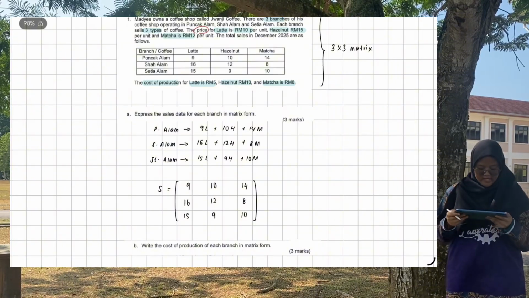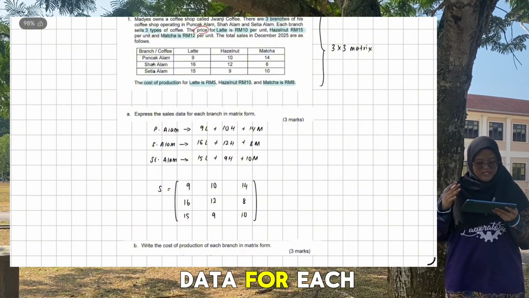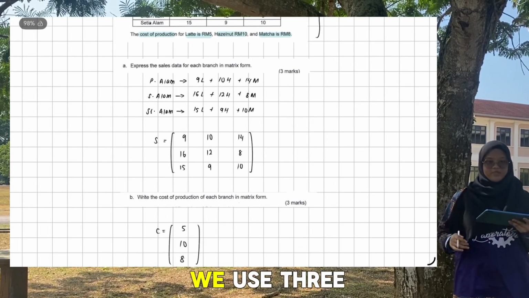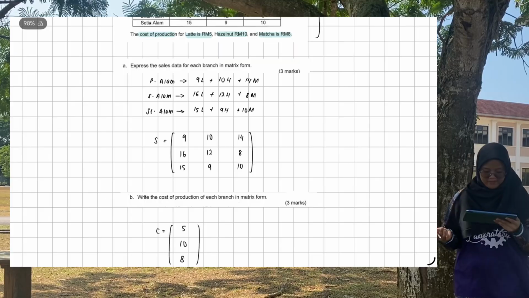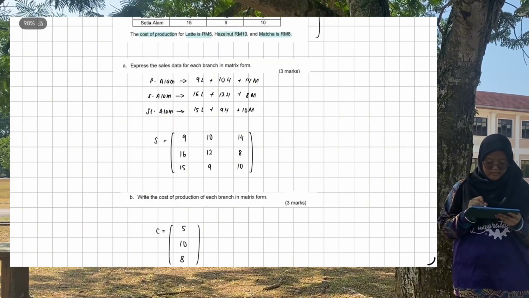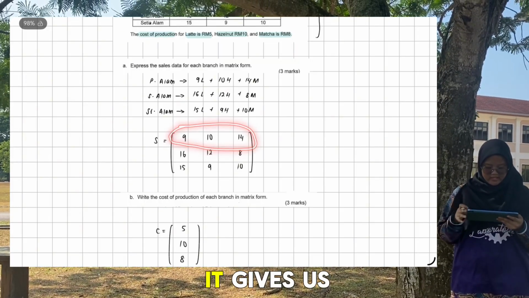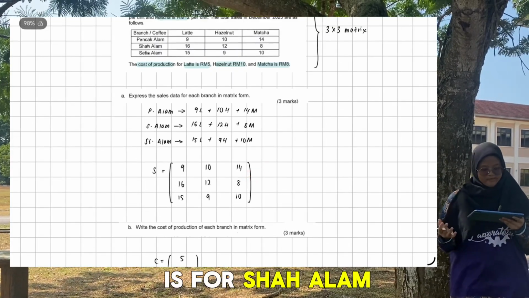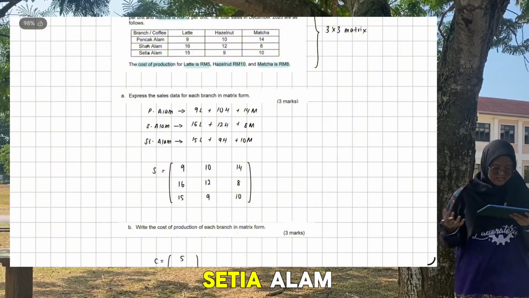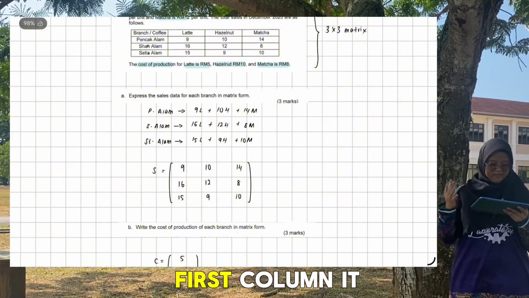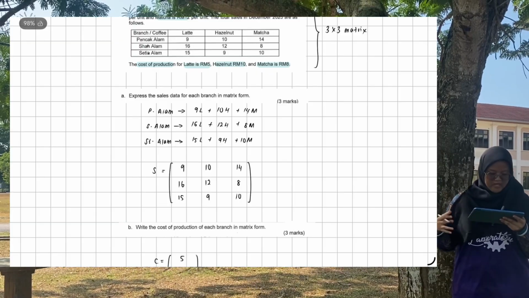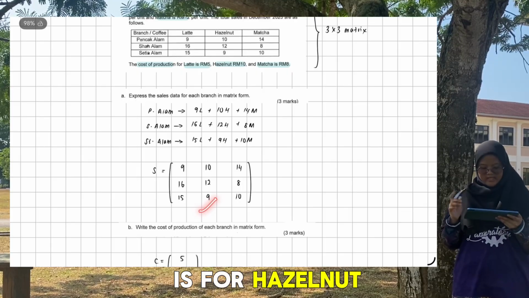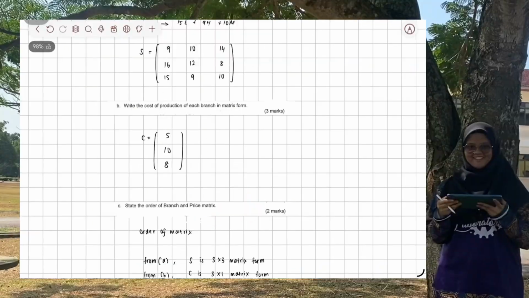Okay, let's see. First question: express the sales data for each branch in matrix form. For the matrix form, we use a 3 by 3 matrix. The first row gives us the sales for Puncak Alam. The second row is for Shah Alam and the third row is for Setia Alam. For the columns, the first column gives us the sales data for latte, the second is for hazelnut, and lastly for matcha.